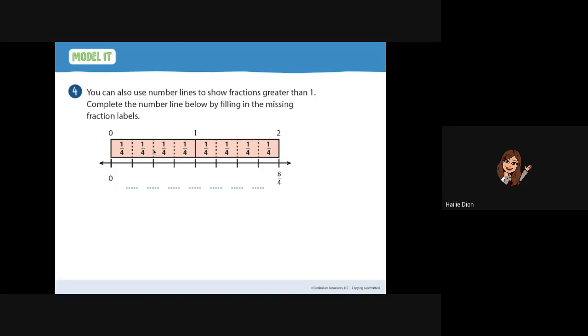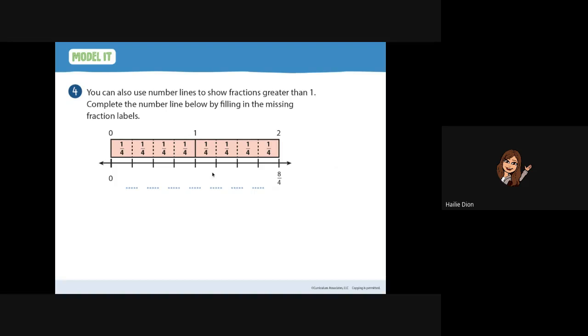So this part, 0 to 1, is the same as we just did on the other slide. So it's going to be 1/4, 2/4, 3/4, 4/4, and we know that after that it becomes 1 because the numerator and denominator are the same. But what is 4/4 plus 1/4? You're just adding a 1 to the numerator. So it would become 5/4. You're going to continue counting in that normal traditional pattern.